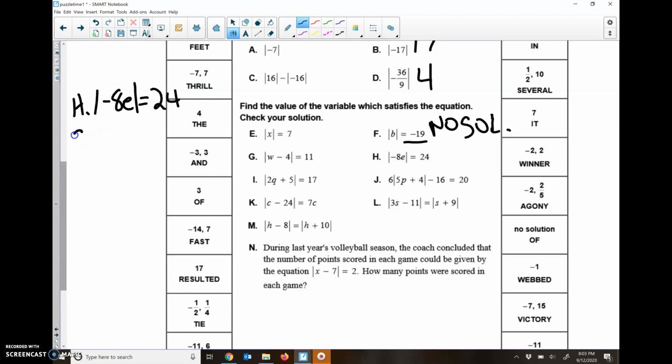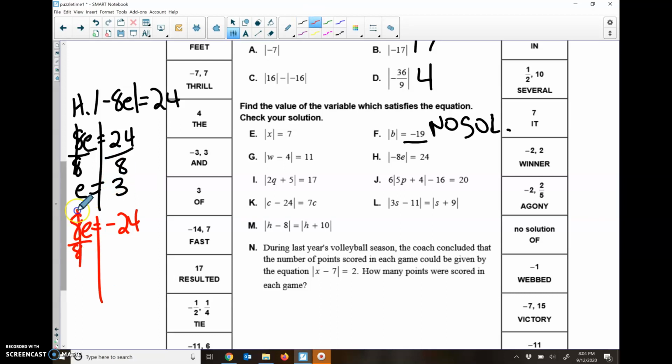So then we need to write two equations. One with a positive 24 as our answer, and one with a negative 24 as our answer. So 8e equals 24, and 8e equals negative 24. I'm going to divide both sides by 8. 8 divided by 8 cancels out, it's 1. 24 divided by 8 is 3. Same thing over here. Divide both sides by 8. 8 divided by 8 cancel out. Negative 24 divided by 8 is negative 3.